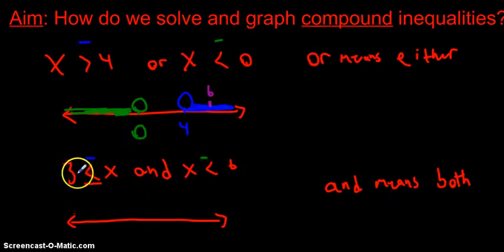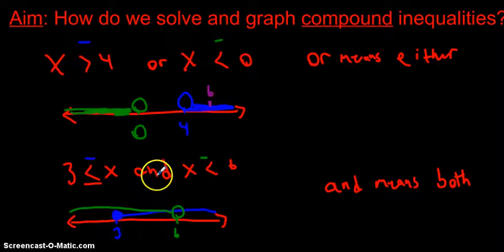The blue one here says values that make this true. So our circle would go on 3. It'd be a closed circle, because it is equal in this case. Values that make 3 less than or equal to x true would be values located in this direction. And for this one, x is less than 6, we'd start with our circle on 6, and it's open. Values that make this true are values over this way. But where are the values that make this and this true? That's this overlapping area here.